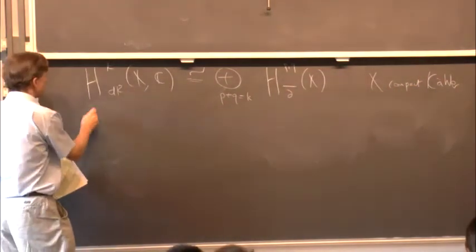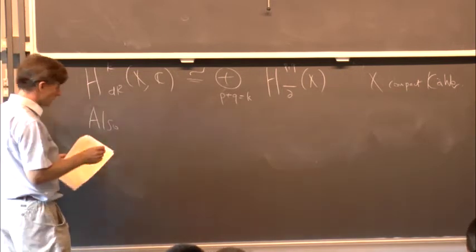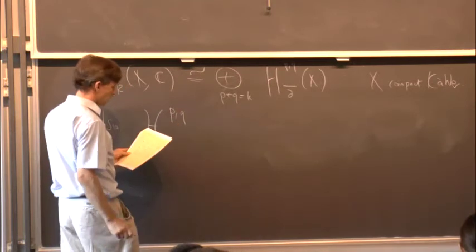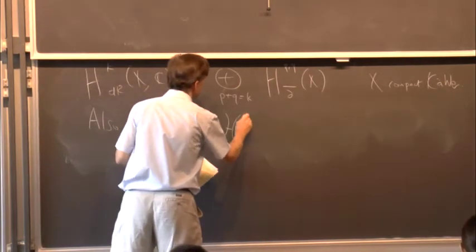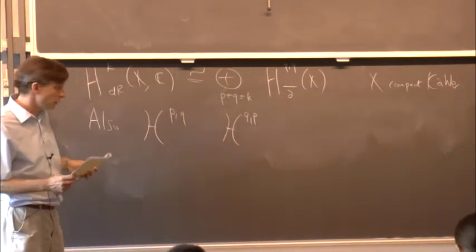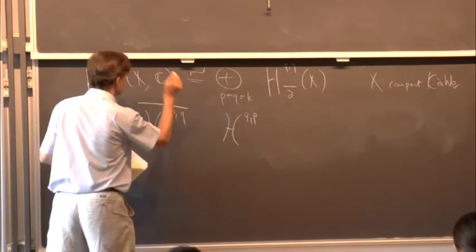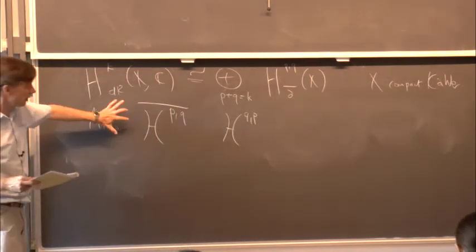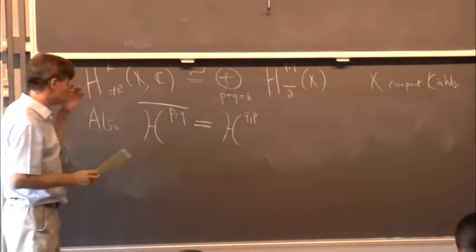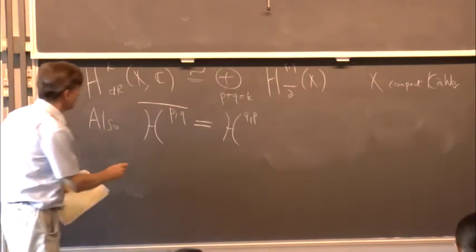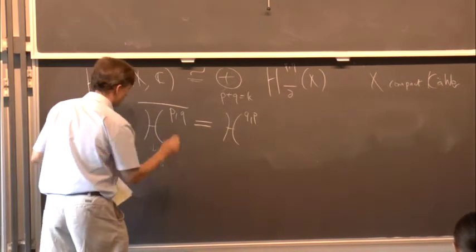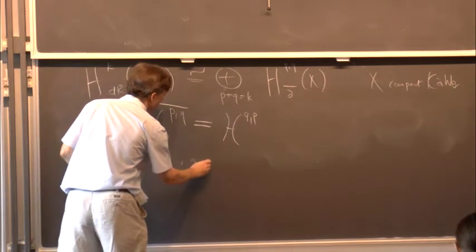Another useful fact, which I didn't write down before the break, is the relationship between the harmonic (p,q) forms and the harmonic (q,p) forms. If you take the complex conjugate of the harmonic (p,q) forms, it's equal to the harmonic (q,p) forms. So things of the form alpha plus i beta have complex conjugate alpha minus i beta.